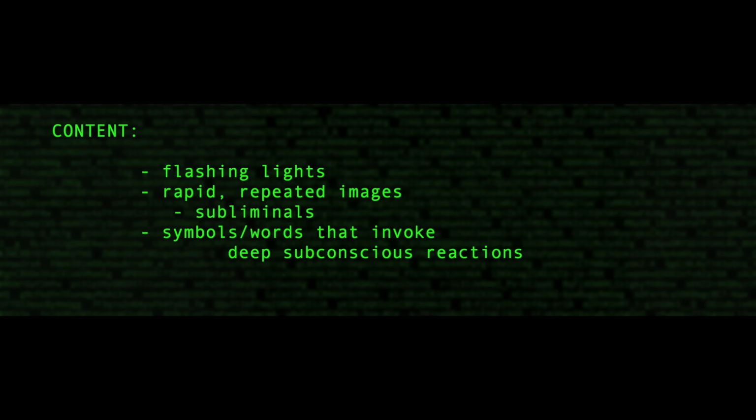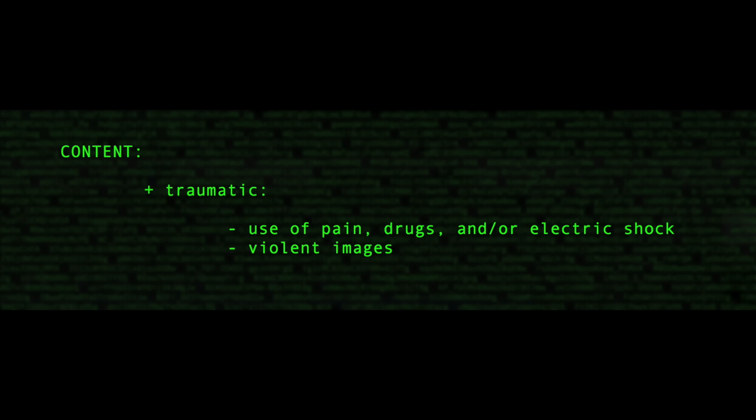The basic recipe for mind control involves three components. The subject, who is restrained or forced in some way to watch the content. The content, the stimulus, usually flashing lights, rapid repeated images or subliminals, symbols or words that invoke deep, subconscious reactions within the subject. There is often an element of trauma involved in mind control, whether the use of pain, drugs, or electric shock, the display of violent images to damage the psyche. We'll come back to this in a bit.